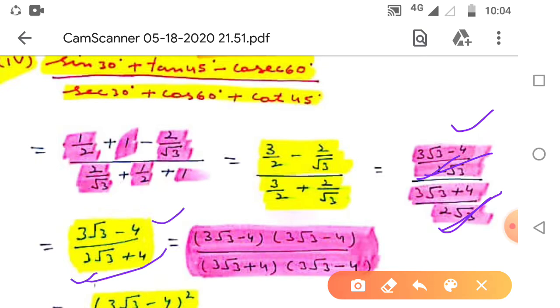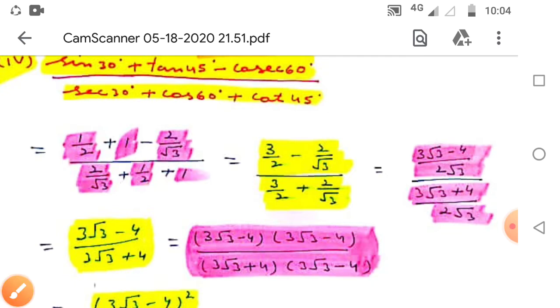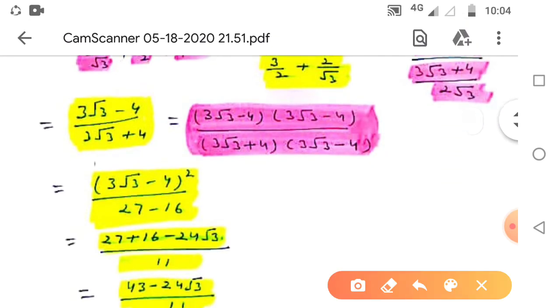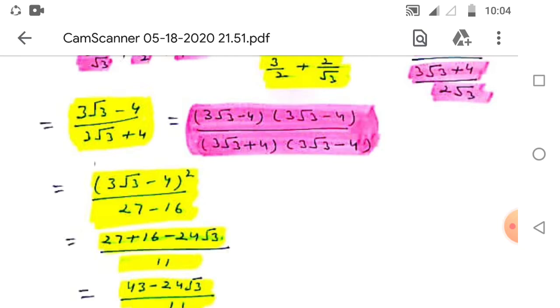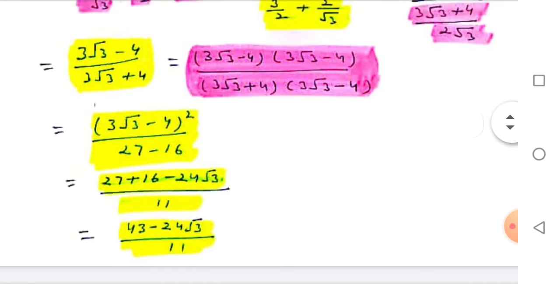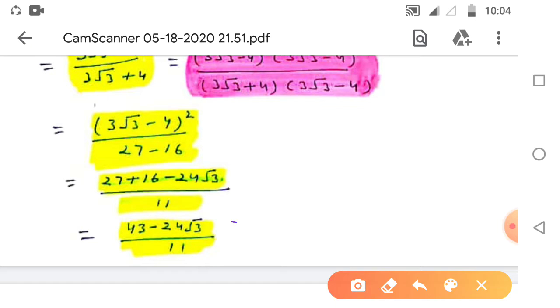This is gone, and (3√3 minus 4) upon (3√3 plus 4). Now we need to rationalize the denominator here. So we need to multiply with 3√3 minus 4 in the denominator and 3√3 minus 4 in the numerator, and finally we get the value as (3√3 minus 4) whole squared upon 27 minus 16, and this is (43 minus 24√3)/11.